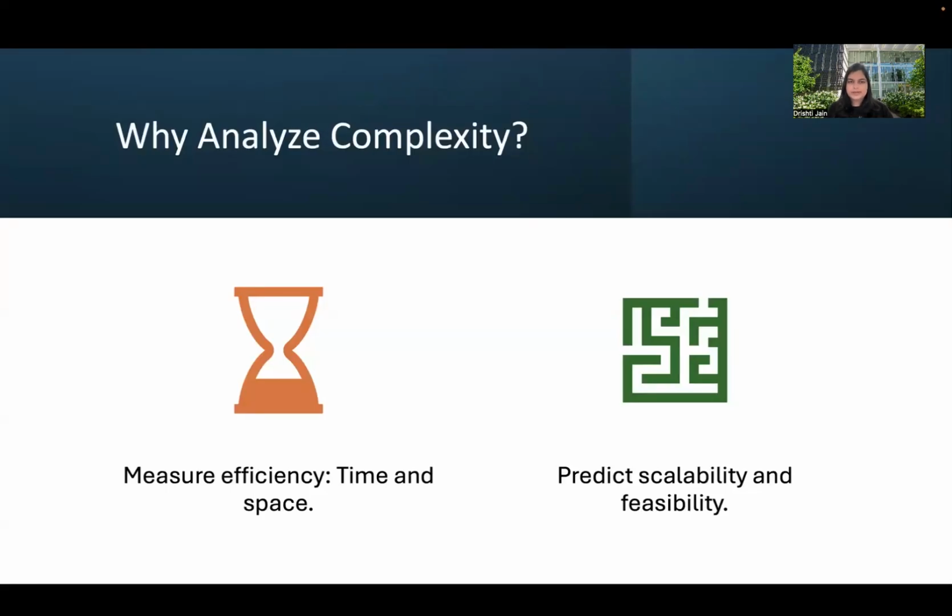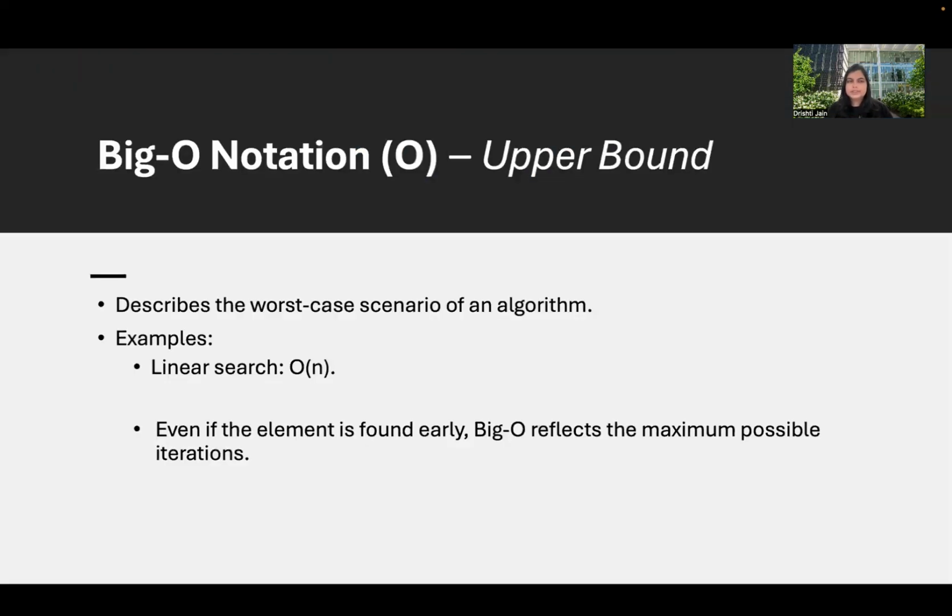Firstly, analyzing complexity helps us measure efficiency, both in terms of time and space: the memory usage that your algorithm is going to have, plus the time it is going to take for each operation through your algorithm. Second, it can help predict scalability and feasibility of an application. This will help us create a more robust application, and help solve the problem we are solving for. The first way of analyzing is the big O notation.